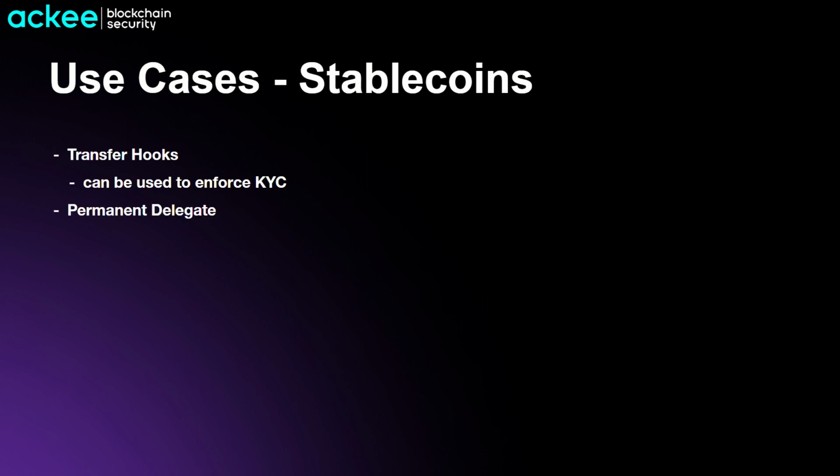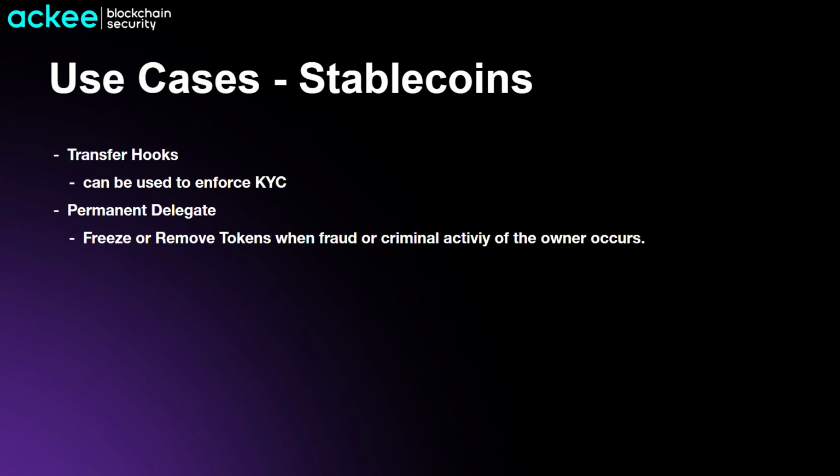I can also see the permanent delegate, which I mentioned in the previous slides. In some jurisdictions, stablecoin issuers need to be able to seize assets from sanctioned entities. So if you can freeze or remove tokens, you are actually able to seize assets. You can transfer the tokens from the token account, so you are able to seize assets if there is some fraud or criminal activity by the owner.